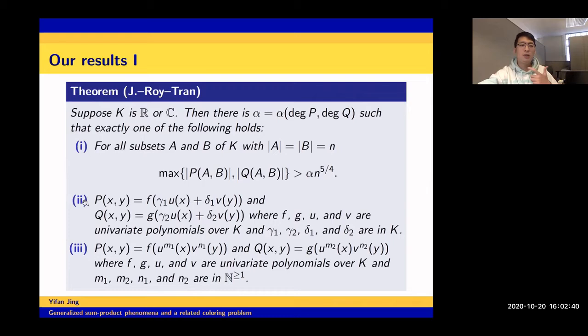So you have three cases. Exactly one of the following holds. Either you have large expansion for every A and B of size n and large enough n, so P(A,B) and Q(A,B) are large. Or P and Q both have additive form, or P and Q both have multiplicative form. And these additive and multiplicative forms share the same one-variable polynomial. Okay. And this is joint work with my friend Roy, who is also a PhD student at UIUC, and also Min Tran, who is currently a postdoc in the Netherlands.